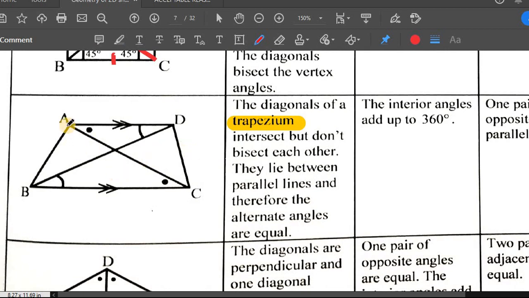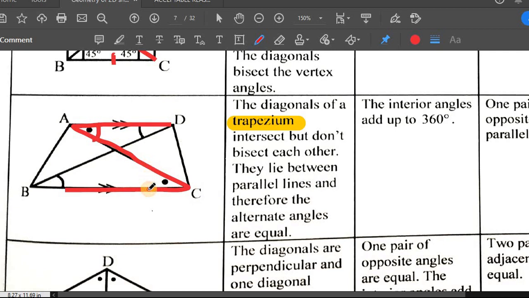Also, let's go to the trap. We learned that the trap has one pair of parallel lines. Now see what happens here when we do this to a trap, to a trapezium. Now when we add in our diagonals, check this out. Can't you see the Z shape here?